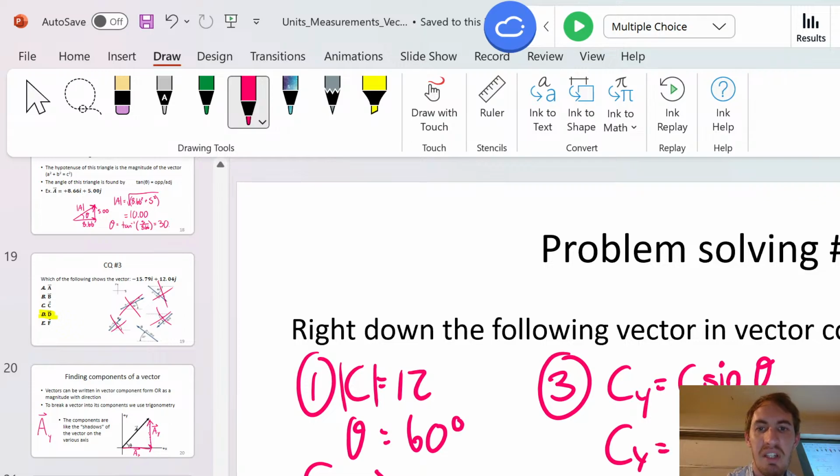Cx is going to be C cosine of theta because it is the adjacent side. And step 4, plug and chug. This is the easiest step because you've done all the hard work. The hard work is setting it up. So that's going to be C sine of 60, which equals a number, 10.39. Cx equals 12 times cosine of 60 equals 6.